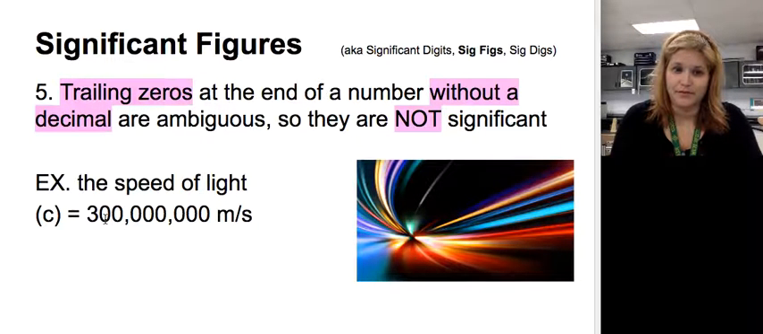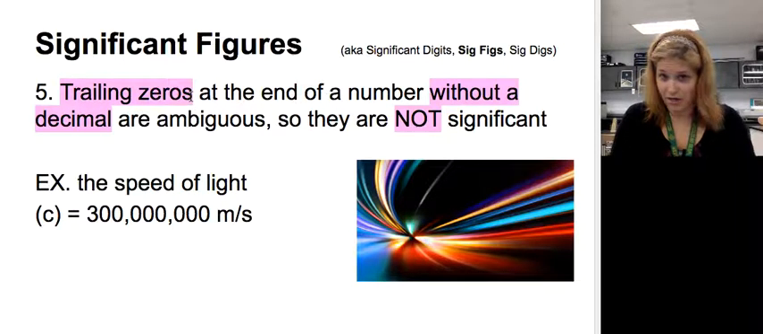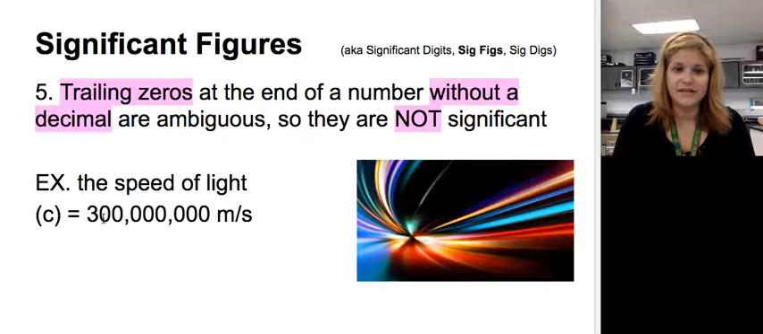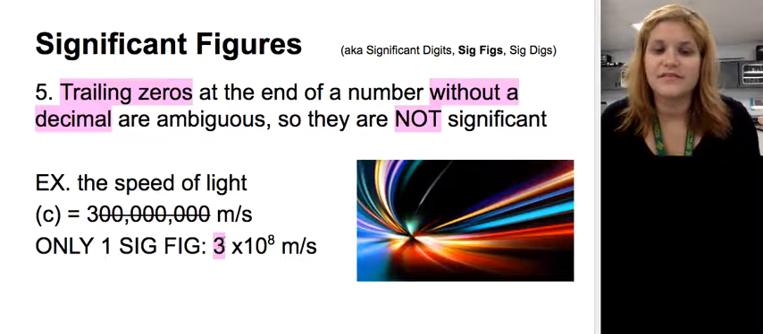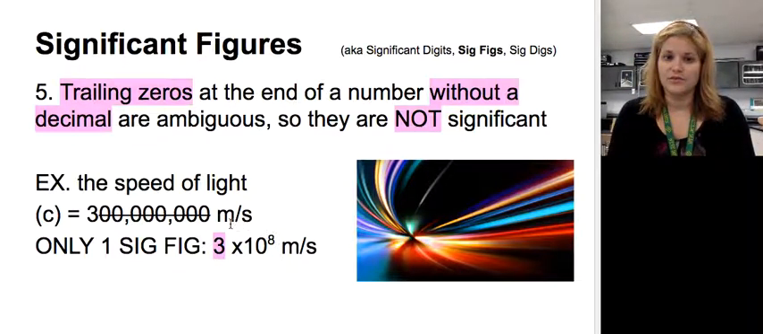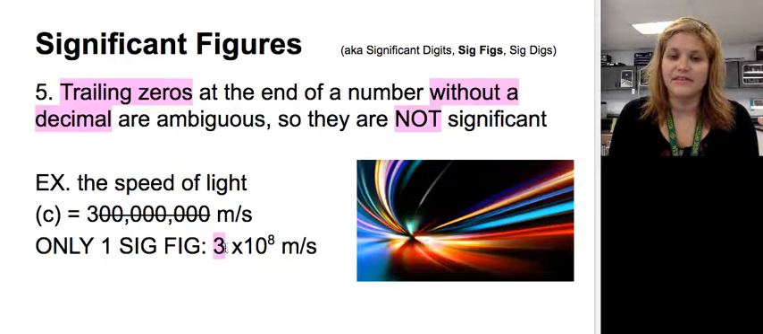Now, if we have zeros at the end of a number, but there's no decimal place, like in this example, 300 million, those are called trailing zeros. And trailing zeros, like leading zeros, are not significant. So none of these zeros here are significant. So we would actually say that this number, 300 million, only has one sig fig, just the 3. This is an example of scientific notation where we're showing that this actually would have 8 zeros after it, but we're just writing it this way to save some space.